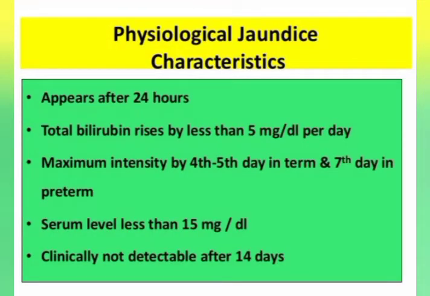Now let us know about the characteristics of physiological jaundice. Already I have mentioned that it appears after 24 hours. The total bilirubin rises by less than 5 mg per dl per day, and the maximum intensity will be during the 4th and 5th day in the case of term and the 7th day in a preterm baby. The serum level will be less than 15 mg per dl, and it is not detectable after 14 days.